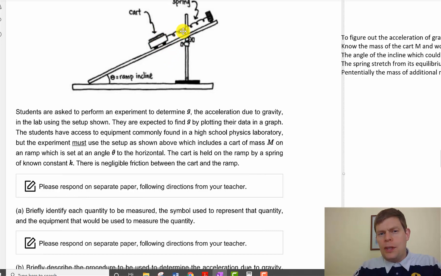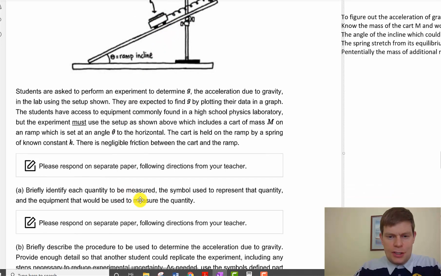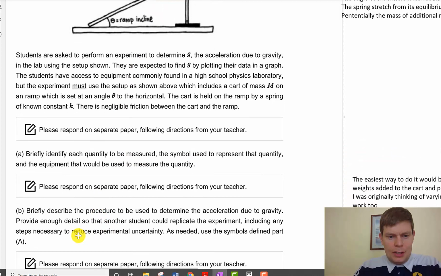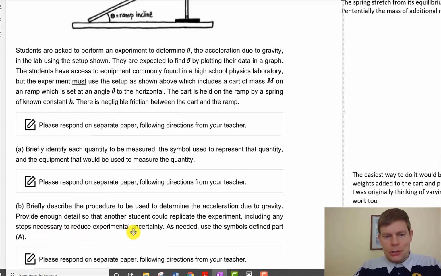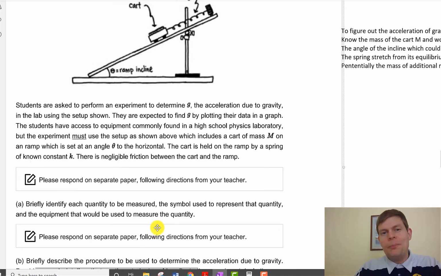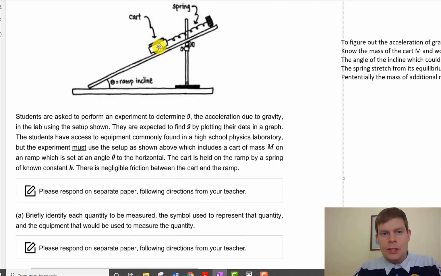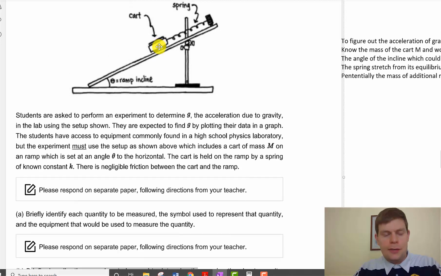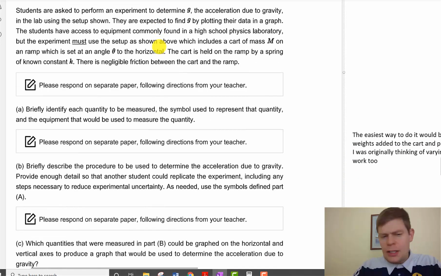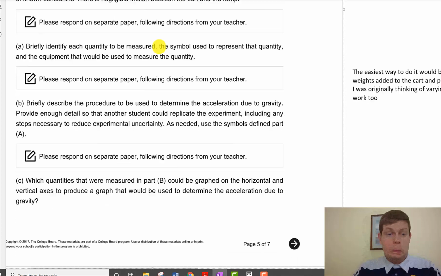It also mentioned including any steps necessary to reduce experimental uncertainty. That may be important. In the sample answer, it had repeat your measurements multiple times with the same mass to reduce uncertainty in your measurements. So just repeat your steps a couple of times just to double check you haven't screwed it up. Yeah, so apparently you should do that.